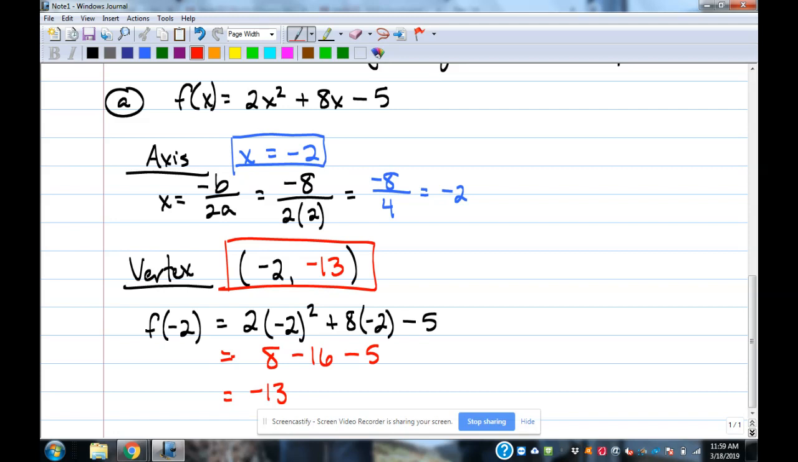Minimum, because it's at the bottom. So this would be a minimum because a is positive. If a is positive, the parabola is going to open up. If a is negative, it's going to open down. Up means there's a minimum. Down means there's a maximum. A is positive, there's a minimum. A is negative, there's a maximum. Always what's going to happen.